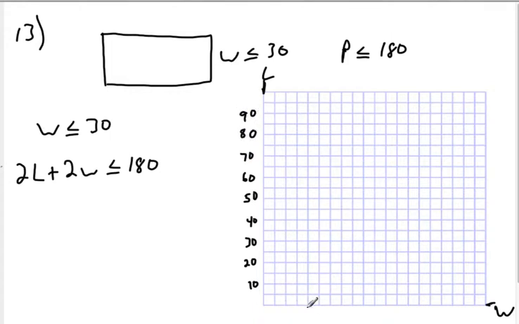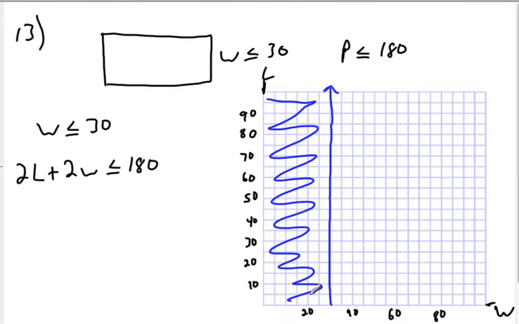Alright, to save time, I'm going 20, 40, 60, 80. There we go. Okay, so the W has to be less than or equal to 30. We'll do that in blue. 30 is here. So that's a solid line going all the way up here. And we're shading here.